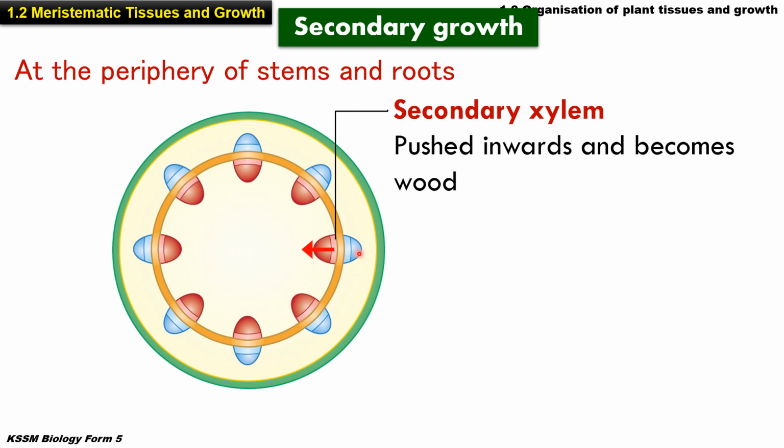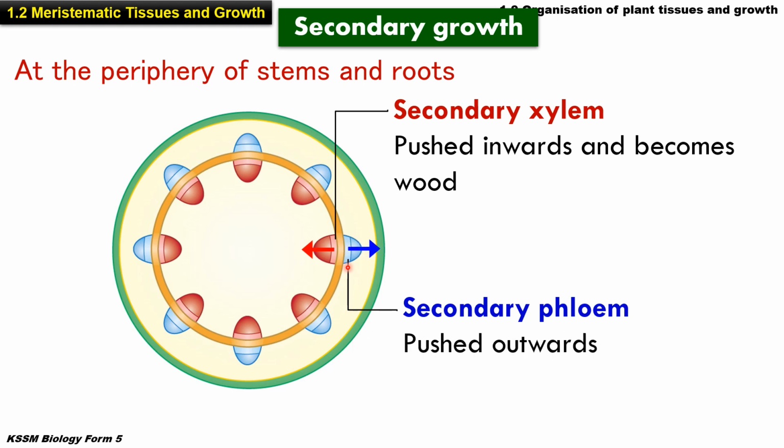So yang biru ni, yang biru pekat ni ialah primary phloem. So yang biru cair ni is a secondary phloem. It will grow outwards. So it will push outwards. Because of this, pushing inward, pushing outwards, so this will lead to the increase in thickness.